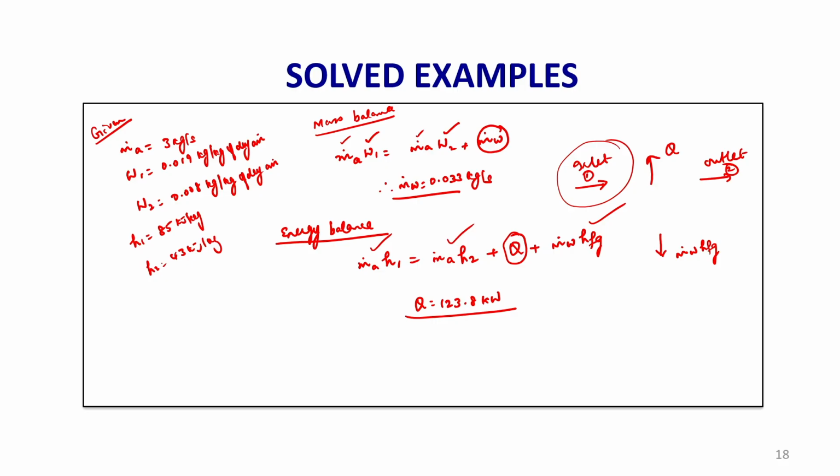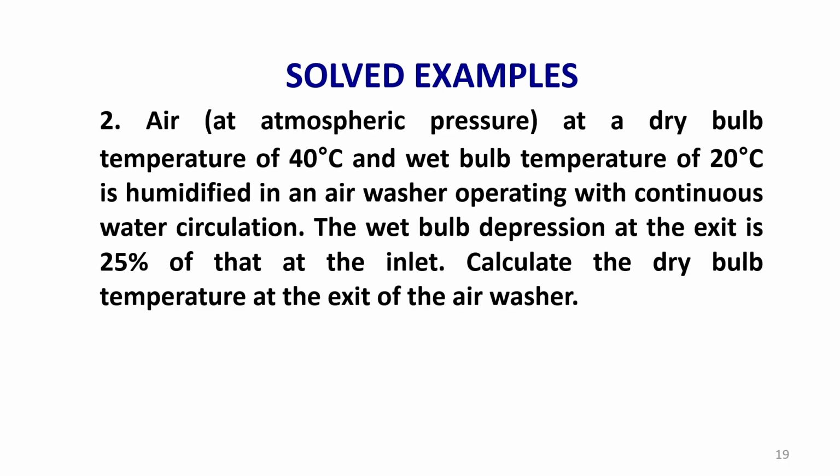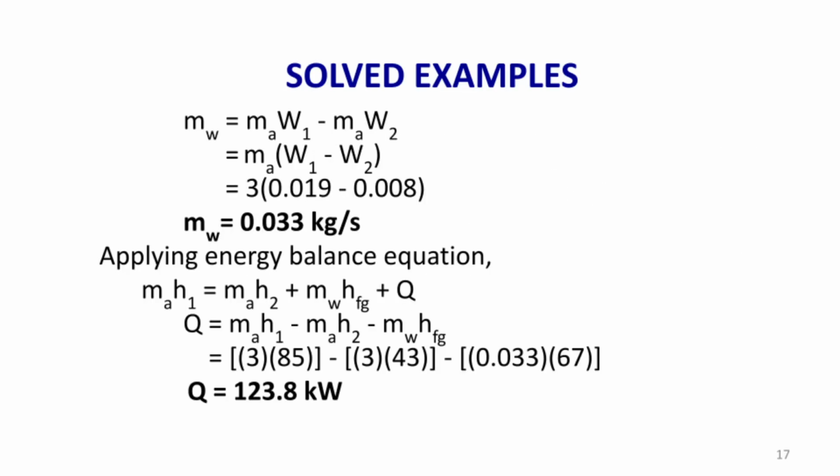So that completes the problem. It is a very practical problem which I have taken. This is without using the psychrometric chart, because these values are given. Directly the enthalpy value is given at inlet and outlet, and specific humidity is given at the inlet and outlet. Otherwise, if you know the temperature, we can find out the properties from the psychrometric chart.